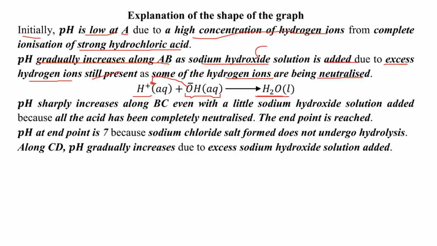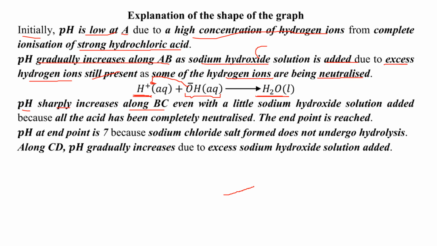So that's why pH is gradually increasing, because you are reducing the concentration of hydrogen ions in solution. Remember that pH only depends on hydrogen ion concentration. We're also saying that pH sharply increases along BC, and I've told you that these points of sharp increase in most of the graphs that we examine are going to be about salt hydrolysis or the end point being reached.